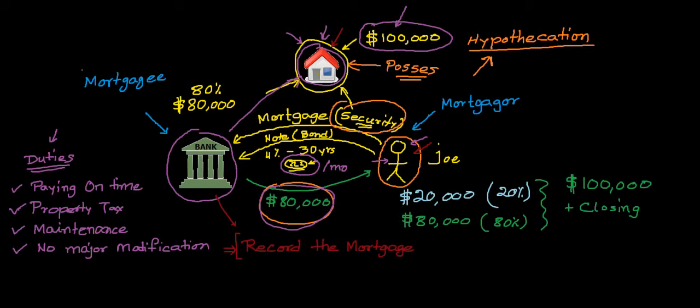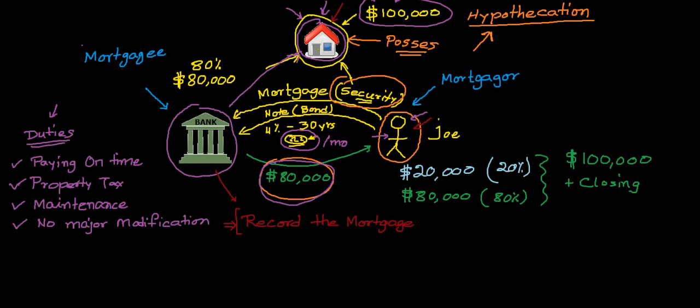Now another thing that we have to learn here is what happens when Joe makes the entire payment that he borrowed and pays back everything. That is called the satisfaction of the mortgage lien.